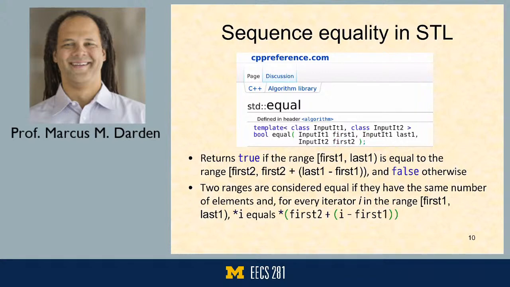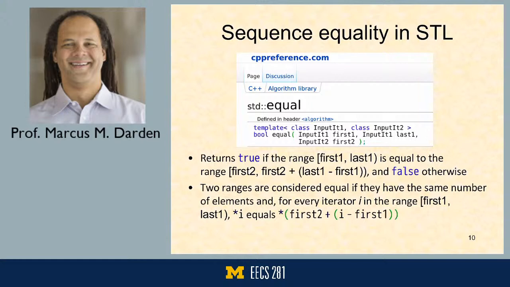It's going to return true if everything in the range first 1 to last 1, half open interval, is equal to everything in the range first 2 to first 2 plus last 1 minus first 1, right? So that's a prefix check, essentially. Returns false otherwise. We can say that two ranges are considered equal if they have the same number of elements, and for every iterator I in the range, first 1 to last 1, if I dereference I, it's equal to dereferencing what's at first 2 plus I minus first 1, the offset, basically. That's just what you would expect sequence equality is.